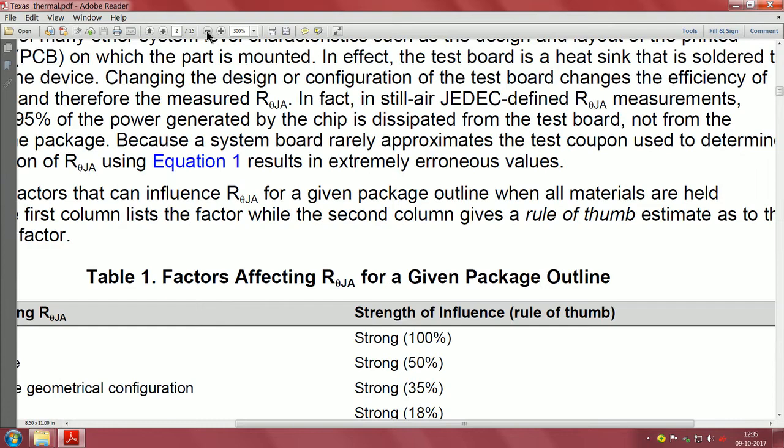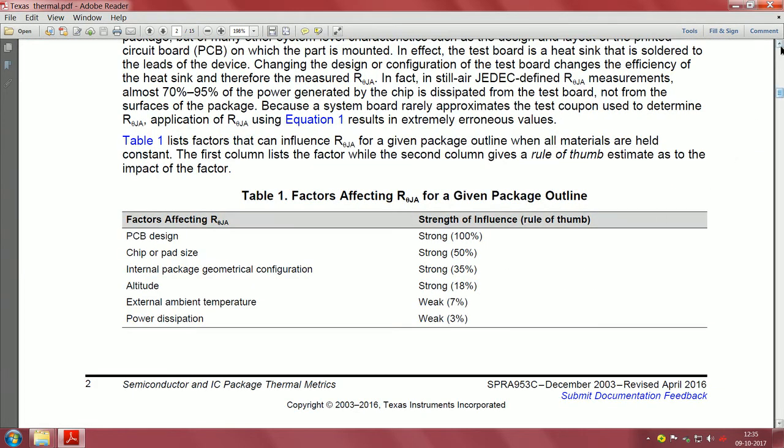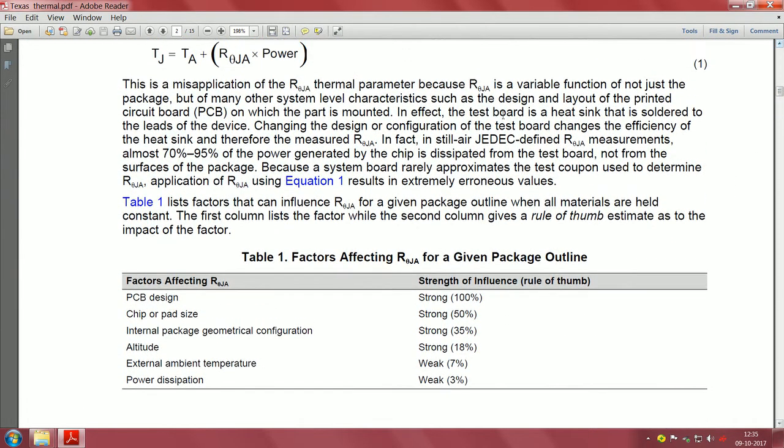Let me just go back a little. The design and layout of the printed circuit board on which the part is mounted. Test board is a heat sink that is soldered to the leads of the device. Changing the design of the test board changes the efficiency of the heat sink and therefore the measured RθJA. In fact, in the still air JEDEC defined measurements, heat is dissipated from the test board. You have seen that, no?